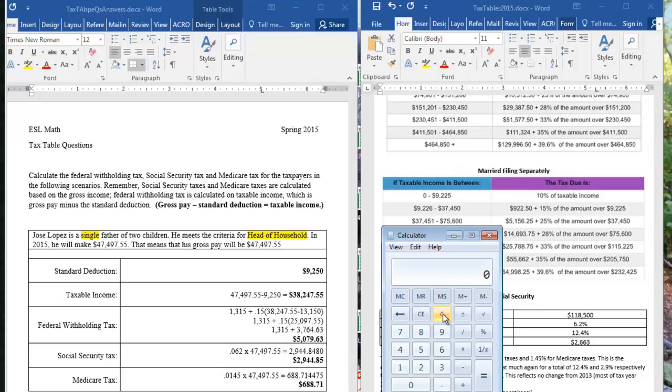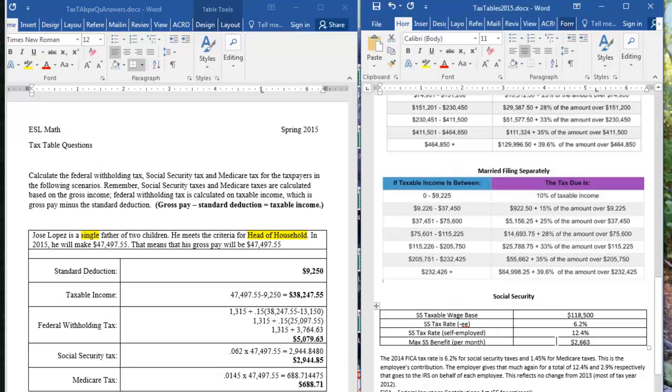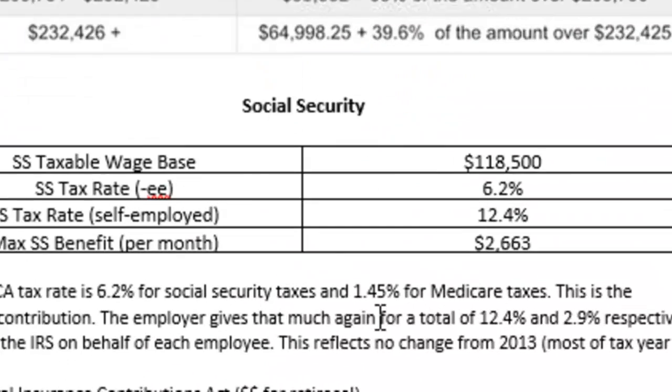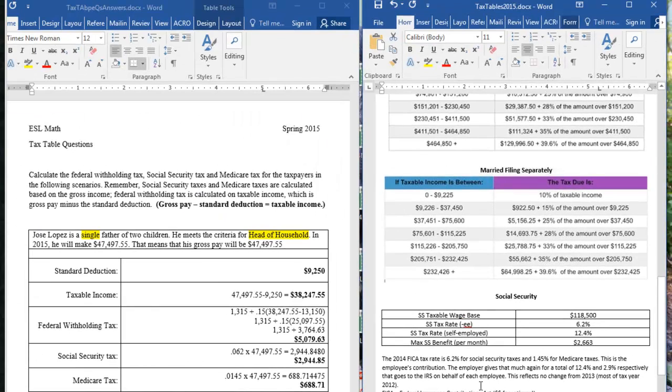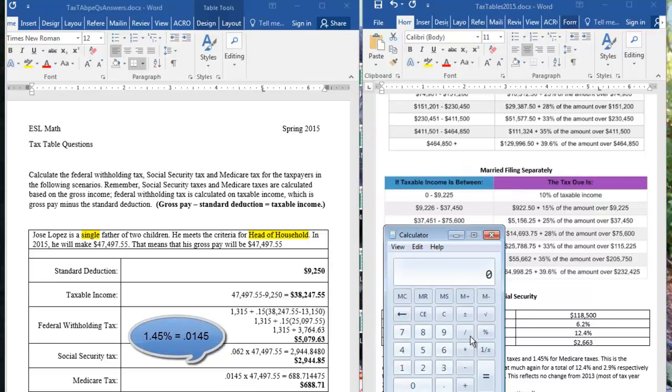We do the same kind of calculation for Medicare tax. Medicare tax is 1.45% for Medicare. It's right here, 1.45% for Medicare. So when we write that out as a decimal, it's 0.0145. So we'll figure that one out too.